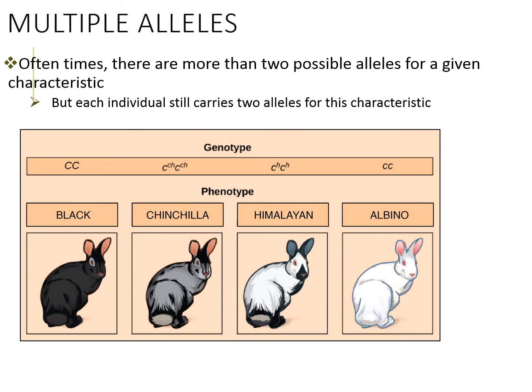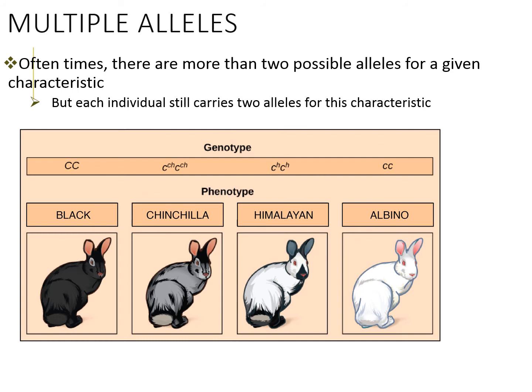Oftentimes, there are more than two possible alleles for a given characteristic, but each individual still carries just two alleles for this characteristic. Think of the coronavirus as an example. They keep talking about various strains of the coronavirus, or that it has mutated. And okay, sure, those things are true. And each mutation produces yet another version of a given gene. Often they'll be talking about a spike protein, and so the more it mutates, the more alleles there are, the more variation in it there is.